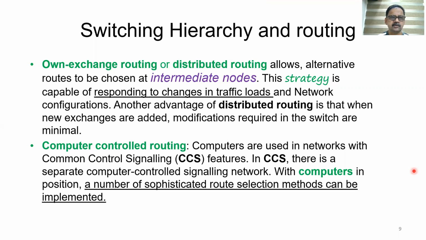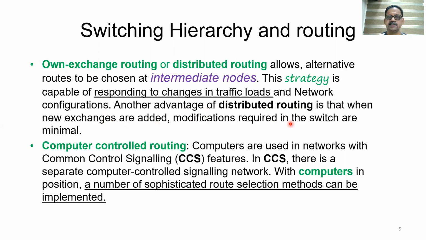Now we will discuss own exchange routing or distributed routing. Own exchange routing or distributed routing allows alternative routes to be chosen at intermediate nodes. This strategy is capable of responding to changes in traffic loads and network configurations. Another advantage of distributed routing is that when new exchanges are added, modifications required in the switch are minimal.